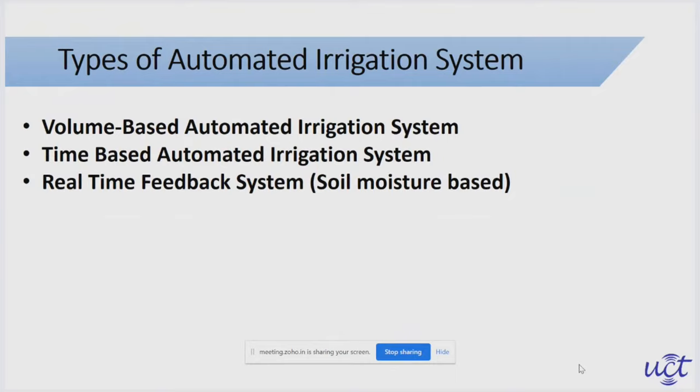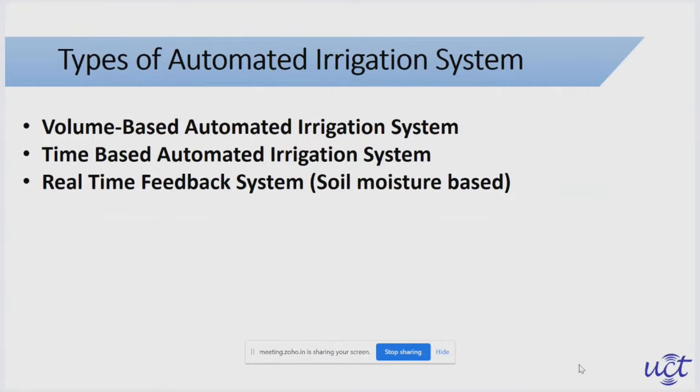The other one is the time-based irrigation system, which mostly inexpensive irrigation controllers use. In this, we set a time lag. We need 2 hours of irrigation in this field, 1 hour of irrigation in another crop, and 2 hours in another crop. Similarly, we divide our water output on a time basis. The output of the pump is fixed, so we know how much water is needed, and accordingly we just start the system based on time.